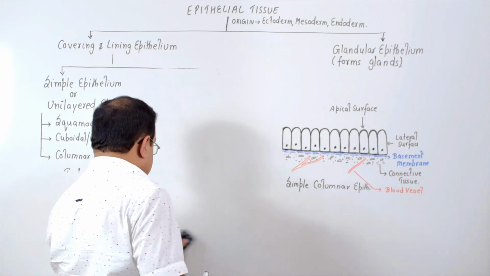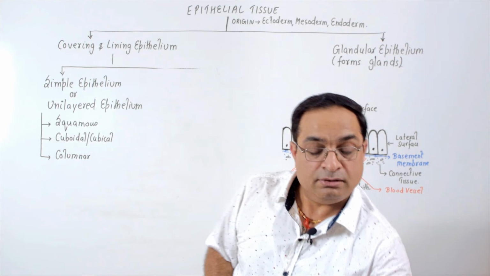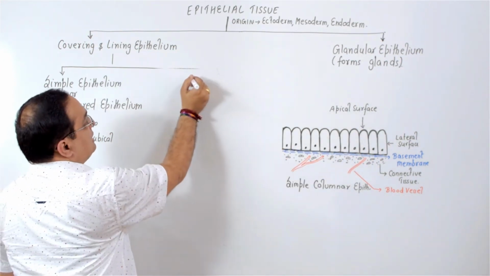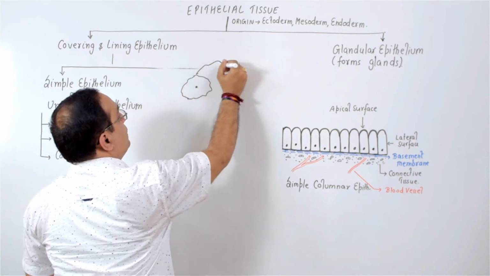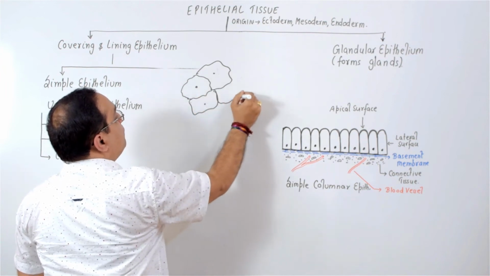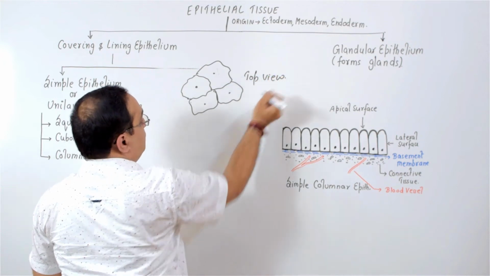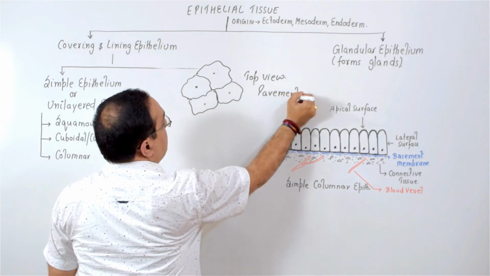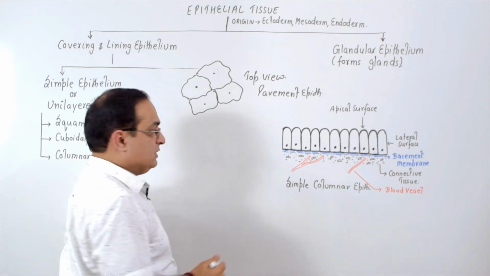When we say squamous, that means the cells are flat. When viewed from the apical surface, the simple squamous epithelial cells appear like the tiles of a floor. So here I am showing the simple squamous epithelium, the top view of the cells. It's also called pavement epithelium.